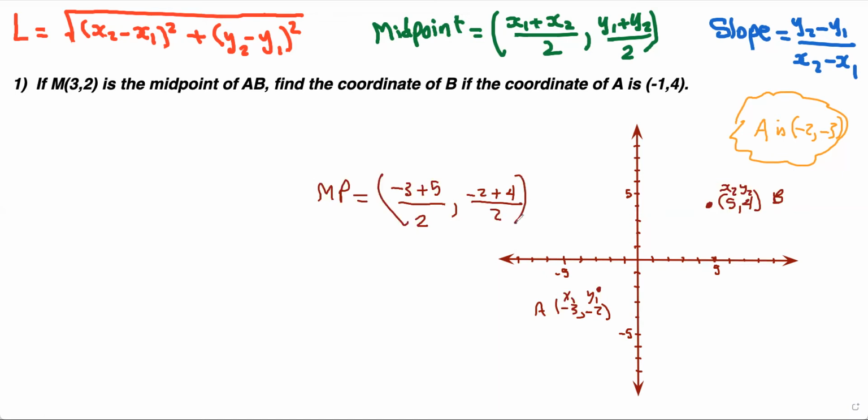Now, because it's a coordinate, I'm going to put brackets all around it. Now, -3 plus 5 is 2. 2 divided by 2 is 1. And -2 plus 4 is 2. 2 divided by 2 is 1. So, wow, the midpoint ended up being (1, 1). So the midpoint is right here at (1, 1).